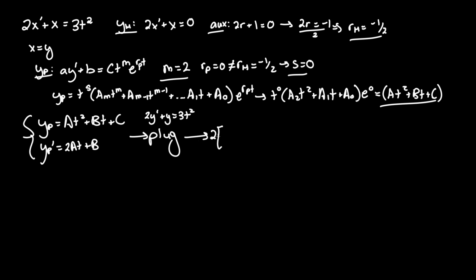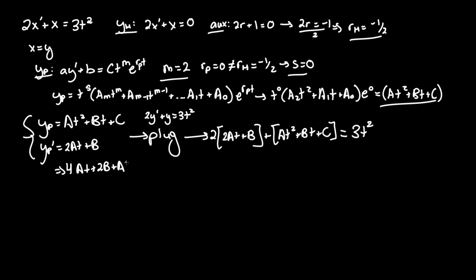2 times yp prime, 2at plus b, plus just y, at squared plus bt plus c. And this equals our normal right-hand side, 3t squared. Now let's try to solve this. So distributing the 2, we get 4at plus 2b plus at squared plus bt plus c equals 3t squared. Now, do we have any like terms?